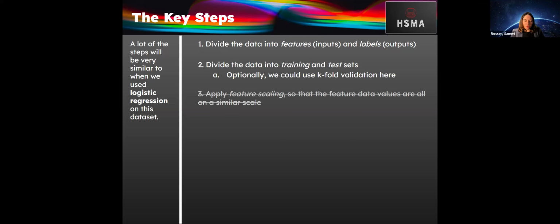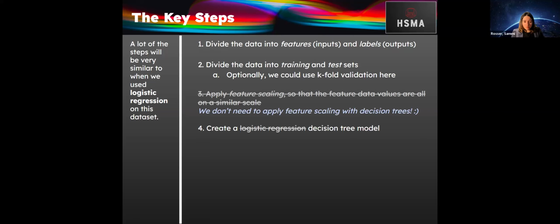Now, what we would usually do here with logistic regression is apply feature scaling, so all of the data values are on a similar scale. Logistic regression requires that for it to perform well. In fact, we don't need to apply feature scaling with decision trees. That doesn't need to happen. So that's one step we can get rid of.